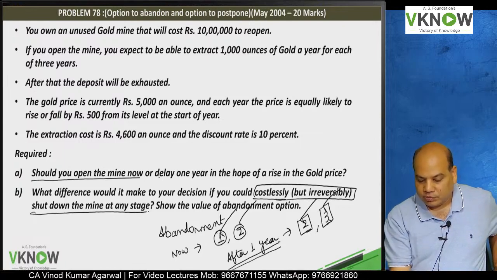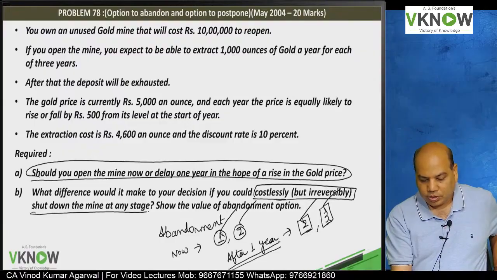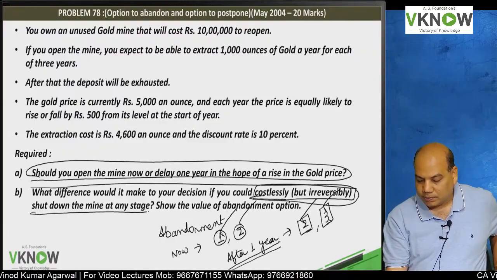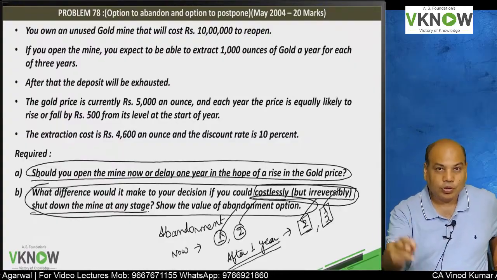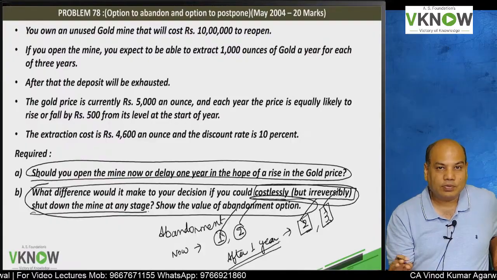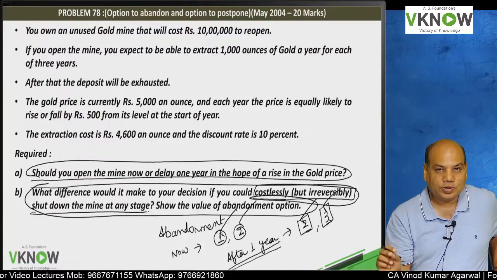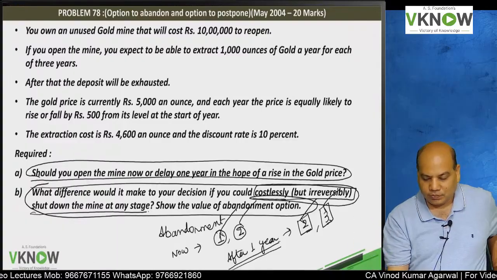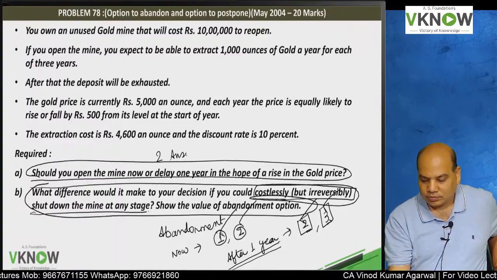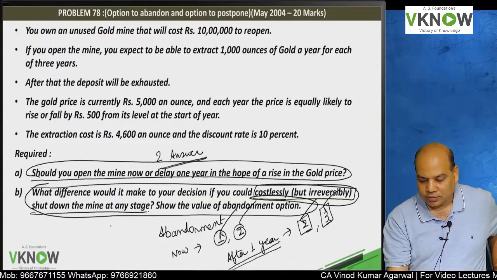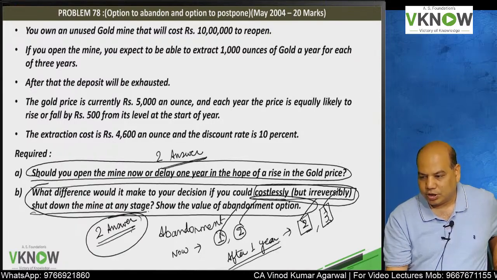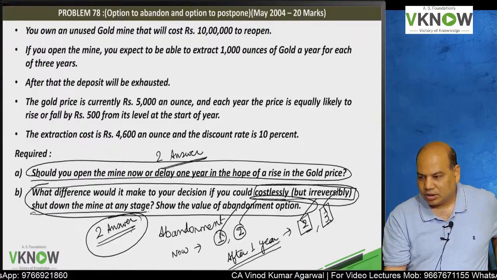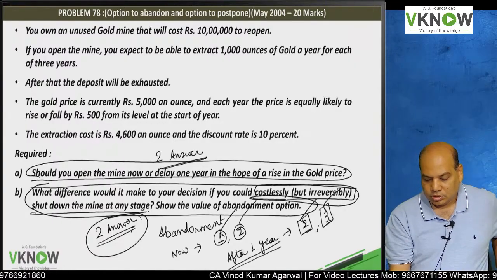Here we are computing NPV without abandonment option. Here we are going to again compute NPV with abandonment option also. Again we are going to compare now versus later and choose the option which has higher NPV. So we will have two answers here. Now versus later, but here we have also one abandonment opportunity, and the decision will be based on the highest NPV.